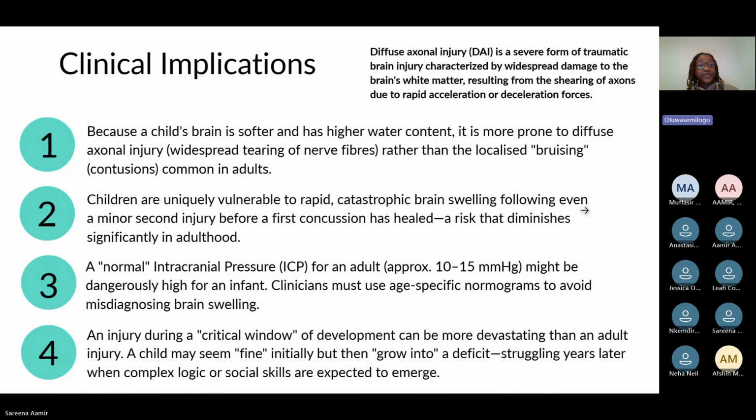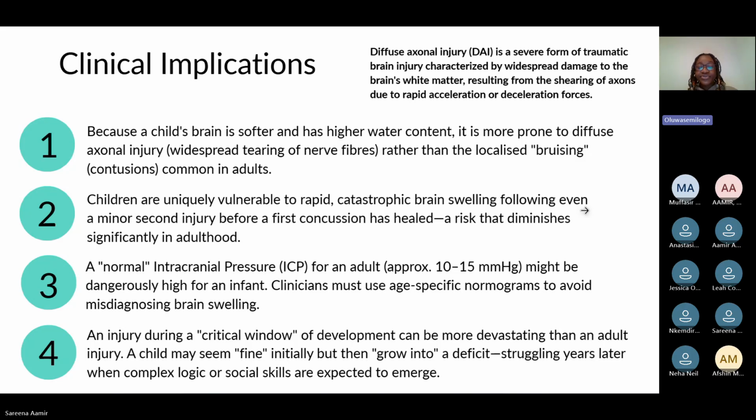Children are vulnerable to rapid catastrophic brain swelling following even a minor second injury before a first concussion has healed, and this risk diminishes significantly in adulthood. A normal intracranial pressure for an adult might be dangerously high for an infant, and clinicians must use age-specific nomograms to avoid misdiagnosing brain swelling.